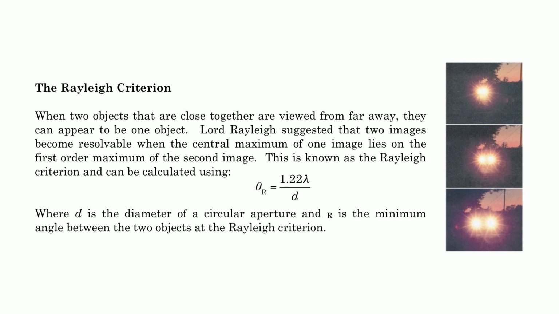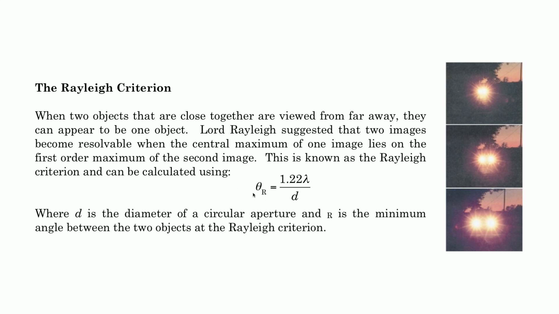The Rayleigh criterion is really what describes the fact that when 2 point sources are far away from you, they appear as one object. And until they start getting closer and closer, your eye can't decipher. So a car on a highway coming towards you, that's very far away, can appear to be a motorcycle until it gets close enough that you can distinguish between the 2 point sources of light, the 2 headlights. And basically, the 2 images become resolvable by your eye when the central maximum of one image lies on the first order minimum of the second image. And that's called the Rayleigh criterion.